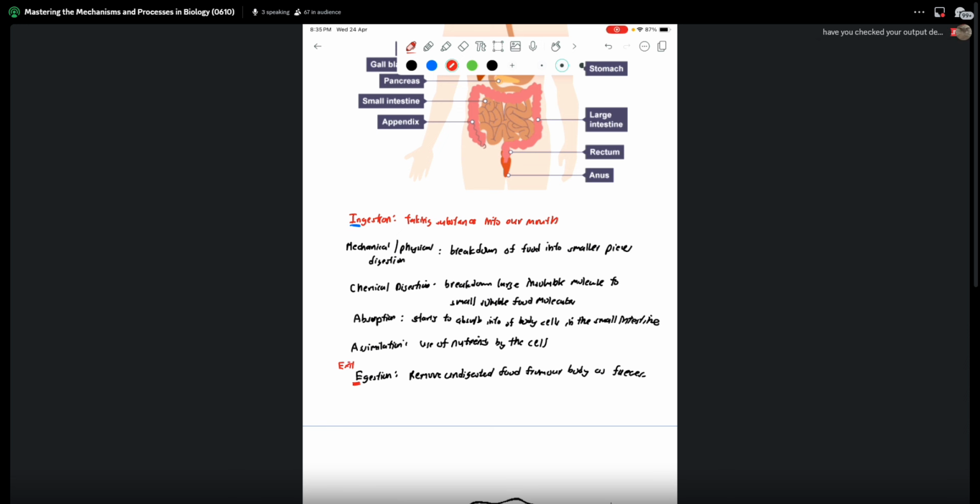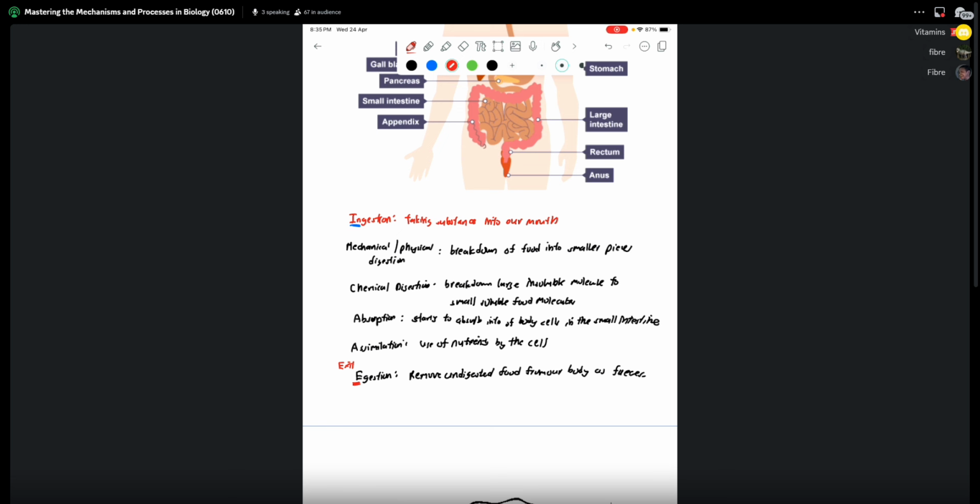Now let me ask you one question. Which particular nutrient cannot be digested in our body? Correct, fiber. Fiber is the only one that cannot be digested, and it just goes straight into our feces.